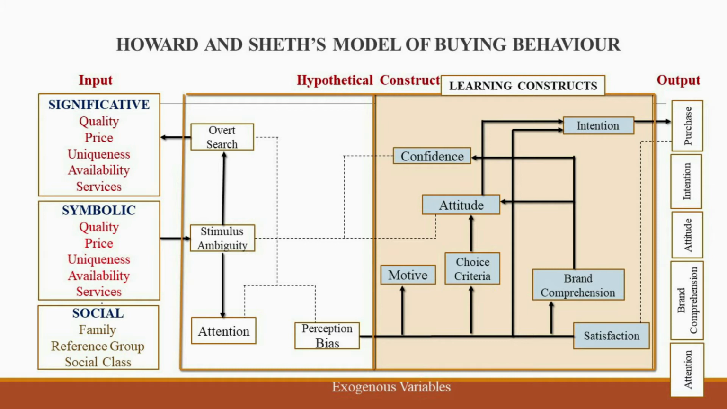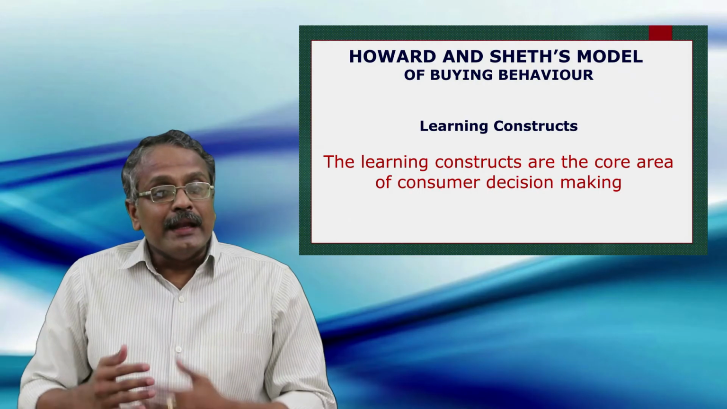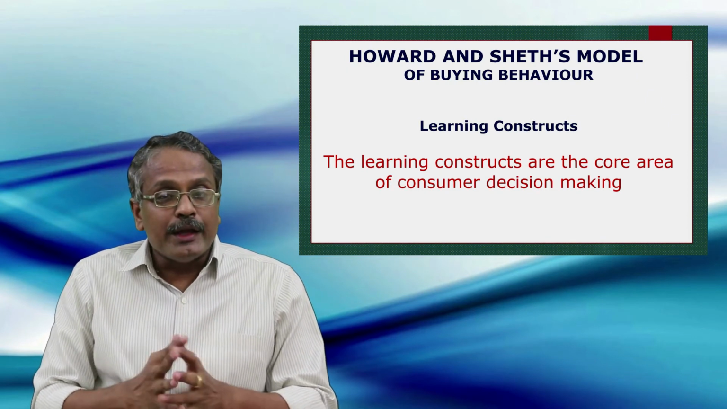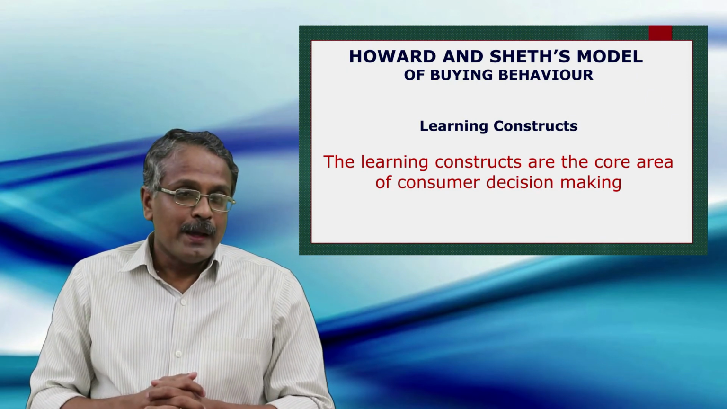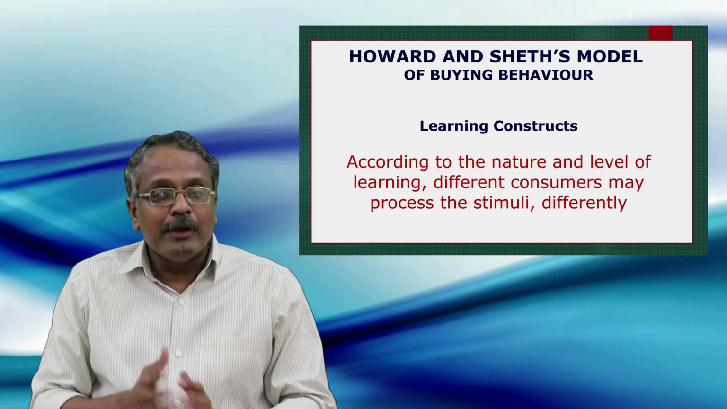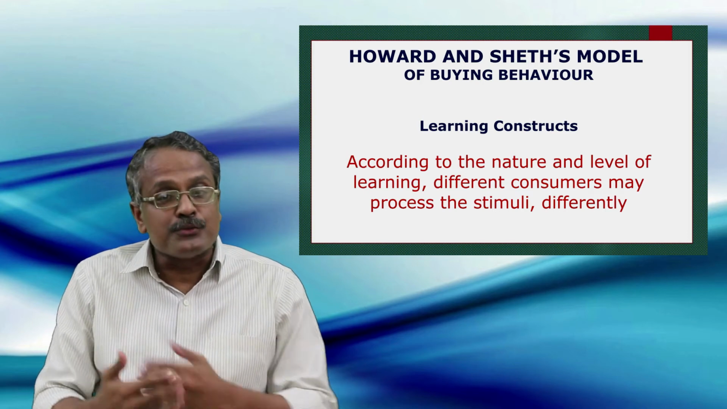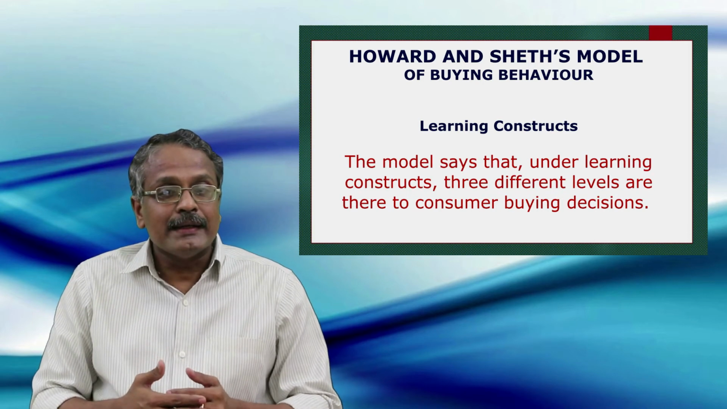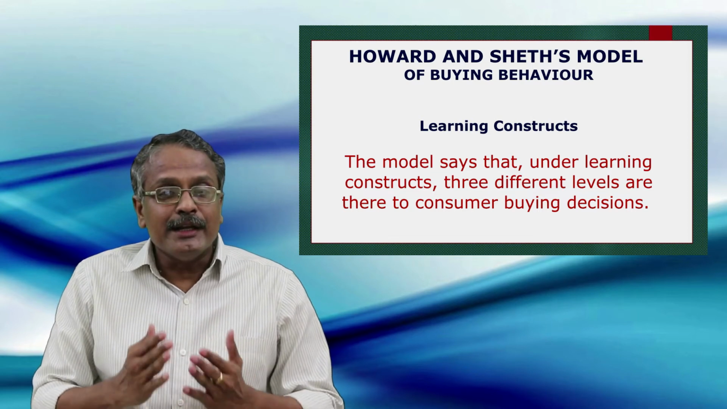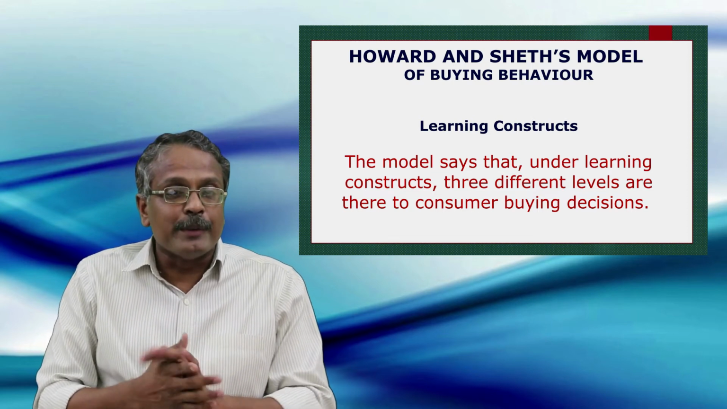In our example, we could see that our choice criteria are different from father because he is more conscious about price and mileage, but you are more concerned with performance, look and style. The learning constructs are the core area of consumer decision making. According to the nature and level of learning, different consumers may process the stimuli differently. The model says that under learning constructs, 3 different levels are there to consumer buying decisions.